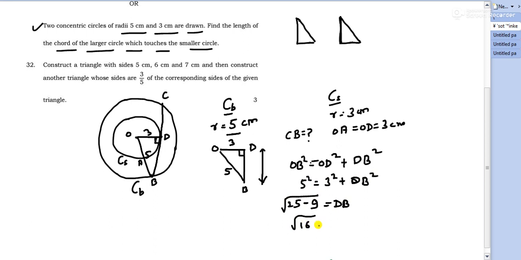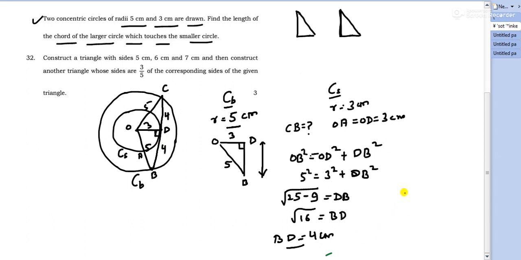So root of 16, how much is DB or BD? It is 4 centimeter, correct? Let me write it here. So now BD is 4 centimeter. Okay, and if you see, this again will be the same, this is also 5, this is again 3, so this will be 4 itself. So both of them are 4 and 4, correct? So we can write CB is equal to 2 times BD, and how much is that? 2 times 4, that is equal to 8 centimeter. So this is our answer.